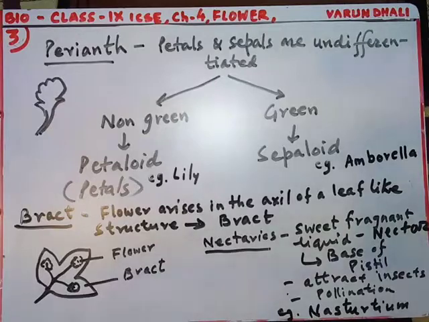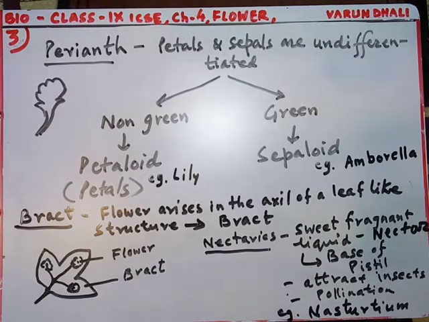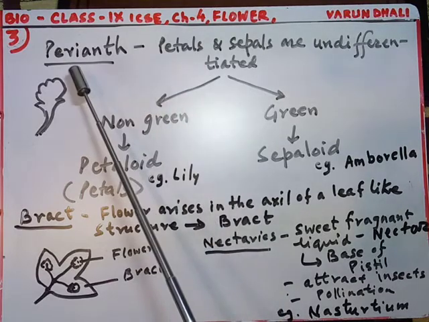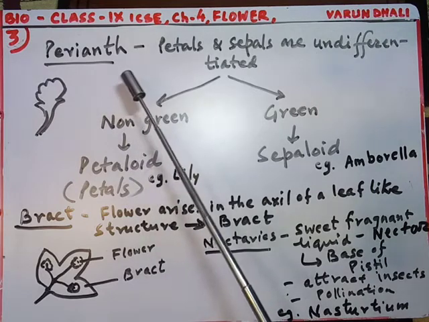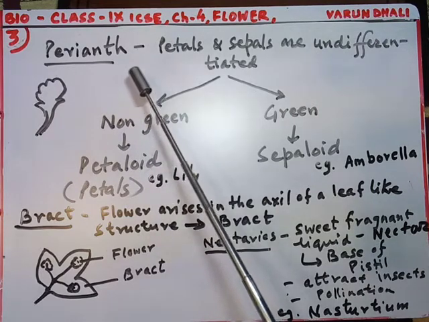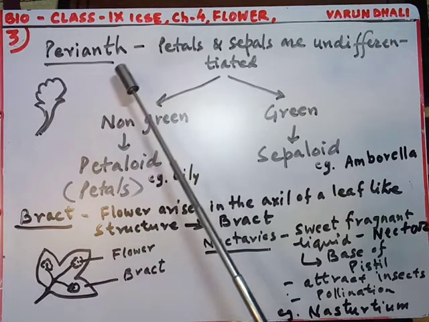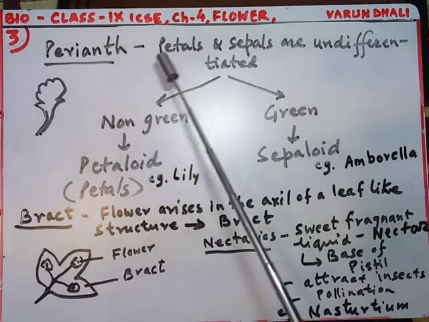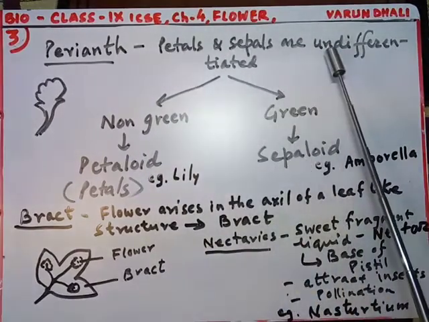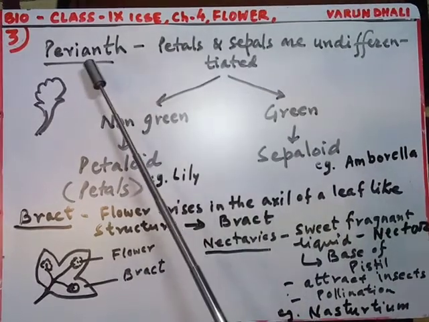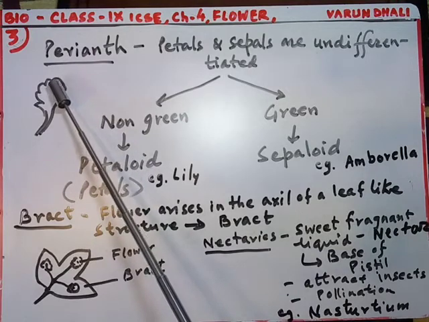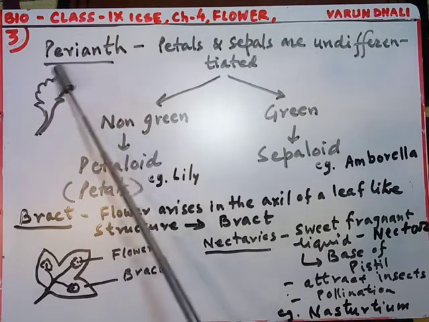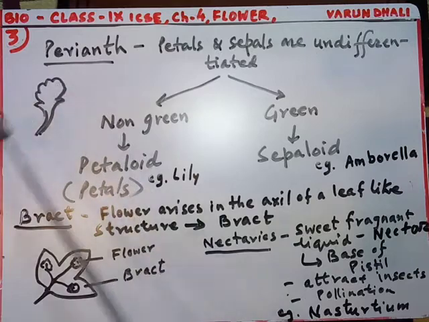So, my dear students, there are some more terms which are related with flower and parts of the flower. One term we study is perianth. Sometimes when we see a flower, we are not able to differentiate which part is sepal and which part is petal. So sometimes when petals and sepals are undifferentiated, then we call it a perianth. Like if you talk about this part, suppose it is a petal and it is a sepal, both are of same color, then we name it as perianth.